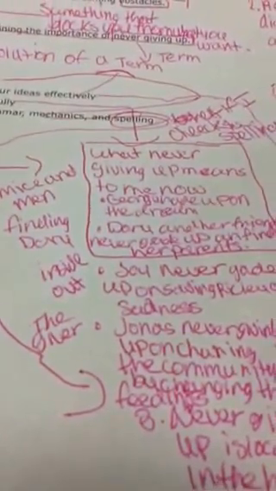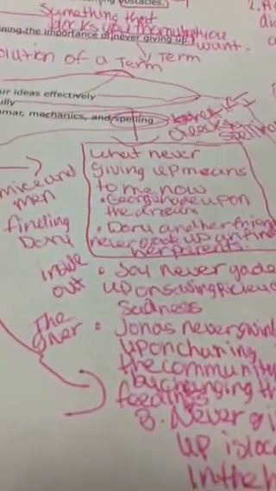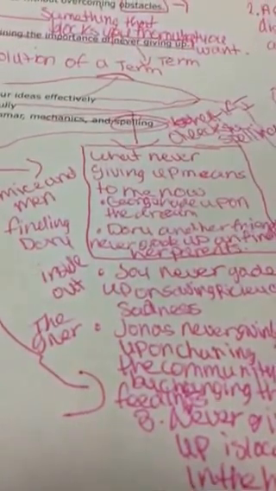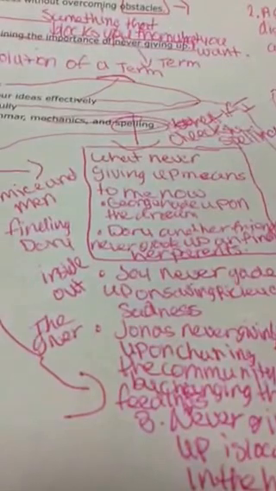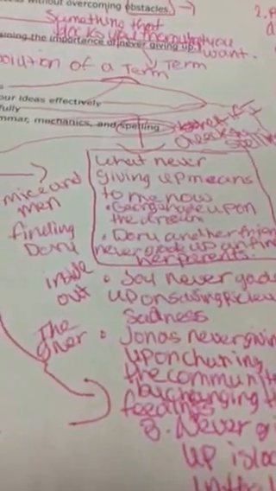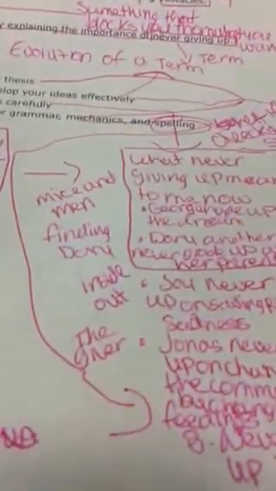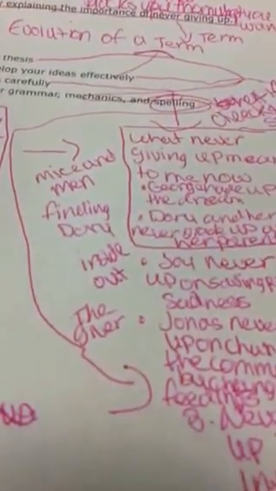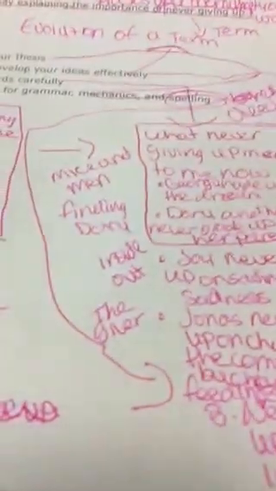I have told my students that when you get to the middle part of the evolution of a term, to step away from themselves and instead use a literary, historical, or current event reference. Here she has a whole bunch. She has Of Mice and Men, Finding Dory, Inside Out, The Giver, a book that she's currently reading with her reading teacher.